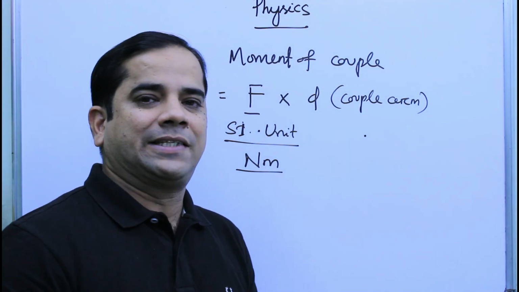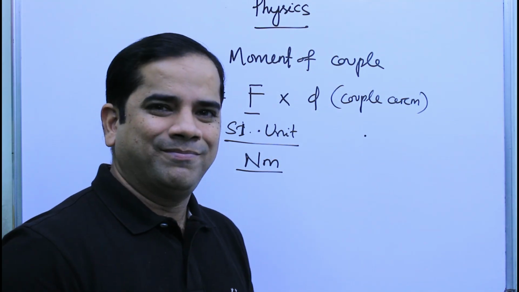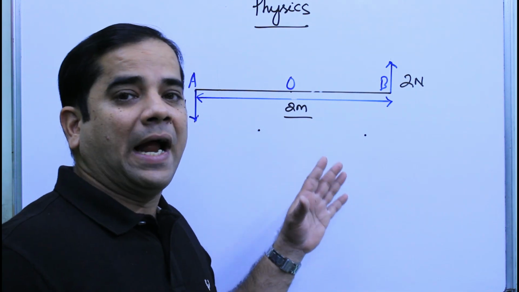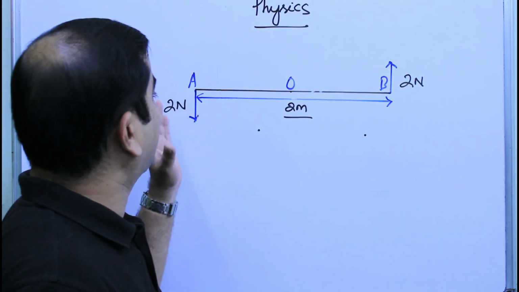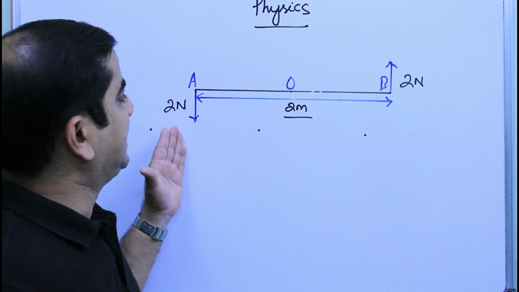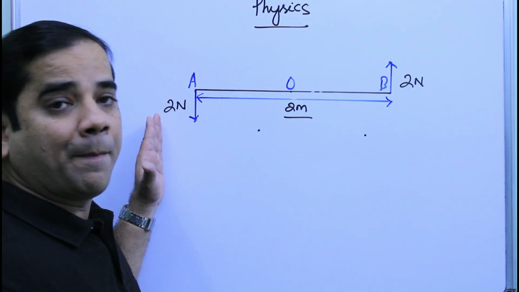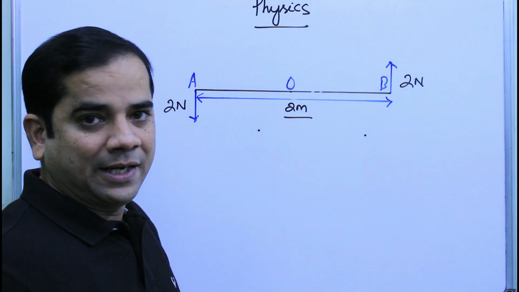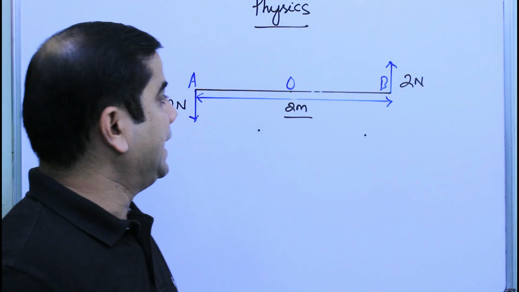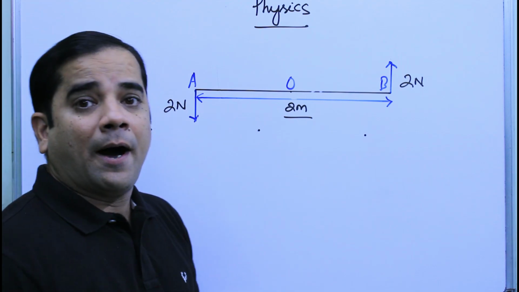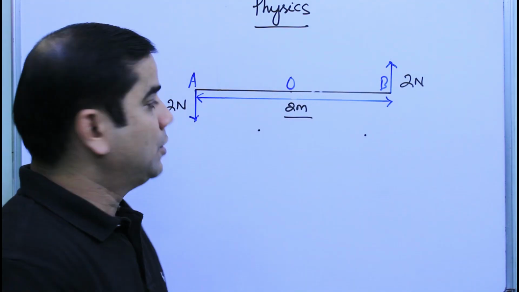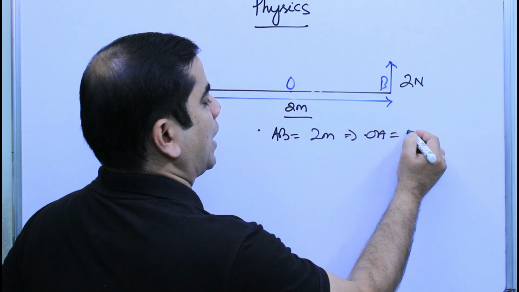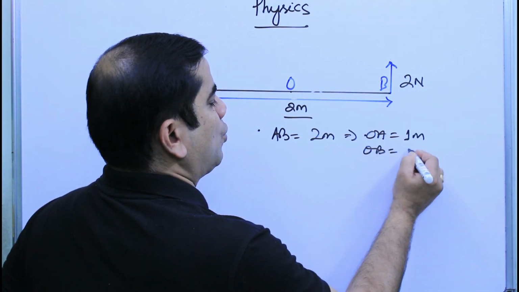So let us now discuss an example related to moment of couple. Okay, students, suppose there is a bar AB of length 2 meter and we need to apply 2 Newton of force upwards and downwards at two endpoints of the bar. As you can see in this diagram, force of 2 Newton is applied at point A downwards and same force of 2 Newton is applied at point B upwards. That means they are acting vertically opposite to each other. So what should be the moment of force at center O? In this case AB is equal to 2 meter. That implies OA is equal to 1 meter, OB is equal to 1 meter.